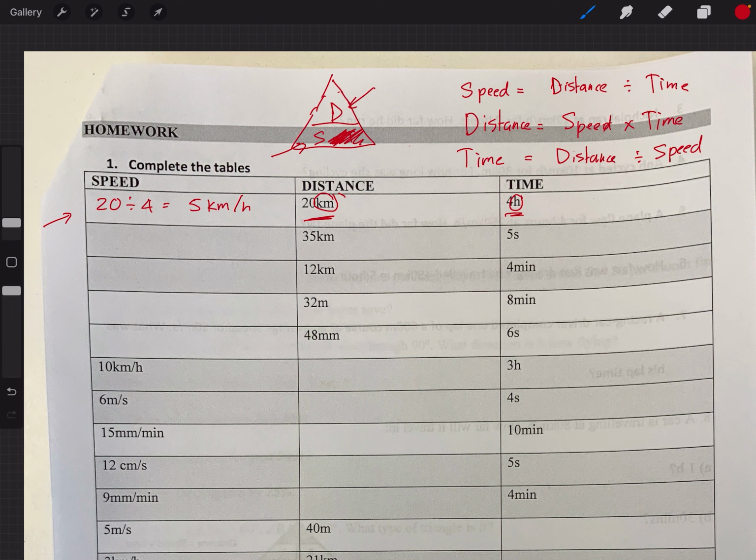The next one, we take the distance, which is 35, and divide it by the time, which is 5 seconds. So 35 divided by 5 is 7. The unit is kilometers per second because here it says seconds.